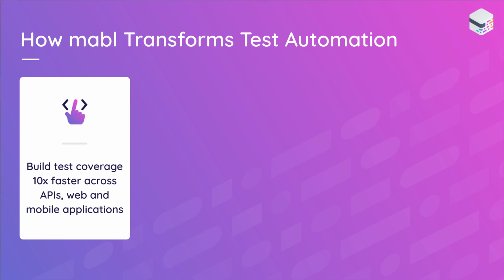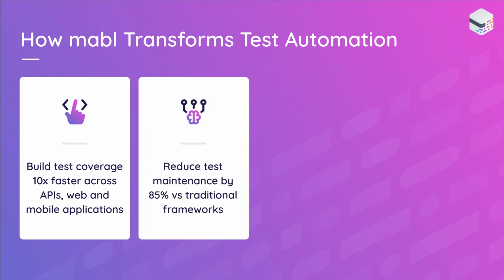I hope you enjoyed this brief overview of mabl, and I hope it's clear how you can use these capabilities to transform your testing. We started by reviewing how you can achieve reliable test coverage 10 times faster across your APIs, web applications, and mobile applications using mabl's low-code framework. Then we discussed how you can take advantage of machine learning, expert systems, and generative AI to reduce your test maintenance by over 85% as compared to traditional script-based frameworks.